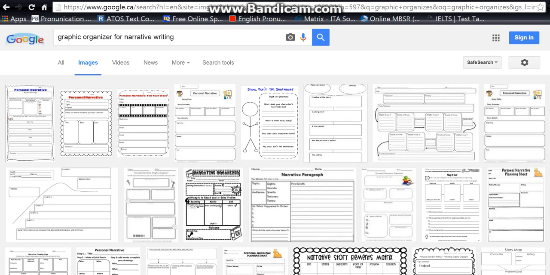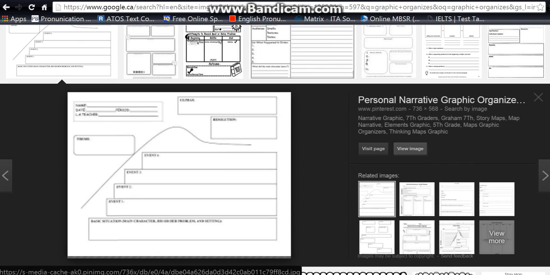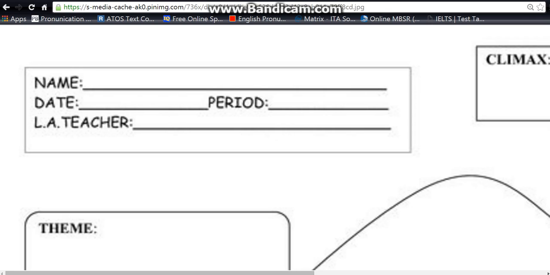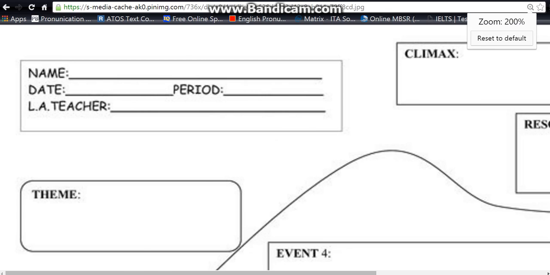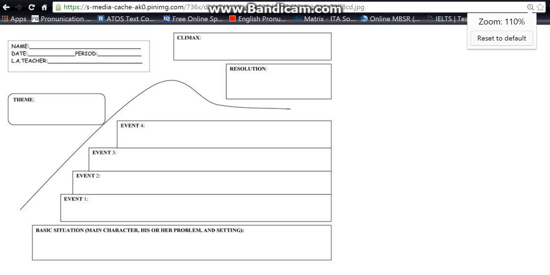Graphic organizer for narrative writing, and this is sort of the type that I like. Let's see if I can just make that a bit smaller. So this way, what you're encouraging students to do is plan what will happen in their story. I've done something really similar to this in mine, which I'll show you in just a second. But the idea is that certain students are very visual learners and they like this type of a style to organize their writing.